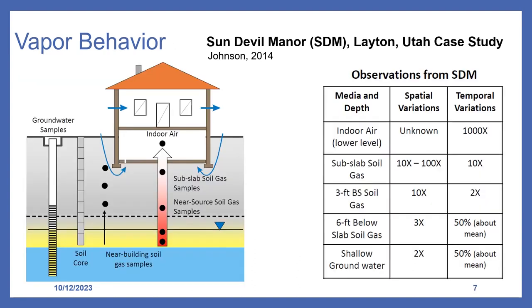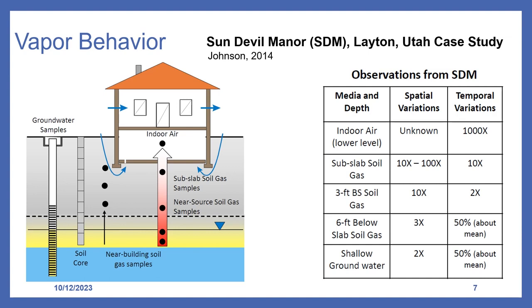To help demonstrate the dynamic nature of vapor behavior, this figure and findings are captured from a case study from the Sun Devil Manor residence overlying a shallow chlorinated hydrocarbon groundwater plume from the Hill Air Force Base in Utah. This residence was part of a multi-year study and monitored for just under a 3-year period under natural conditions. So during this time, there was no mitigation or any remediation during this whole period, nothing to influence vapor behavior.